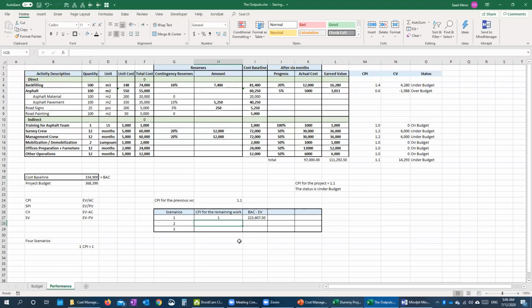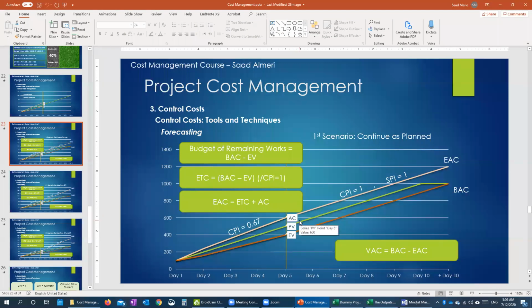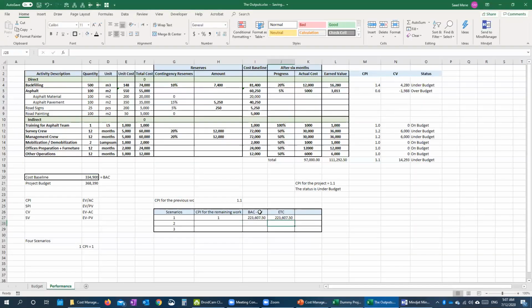The next thing we will have is the estimate to complete, which is equal to the budget of the remaining work divided by the CPI of the remaining work. And then we have the estimate at complete, which equals estimate to complete plus actual cost.